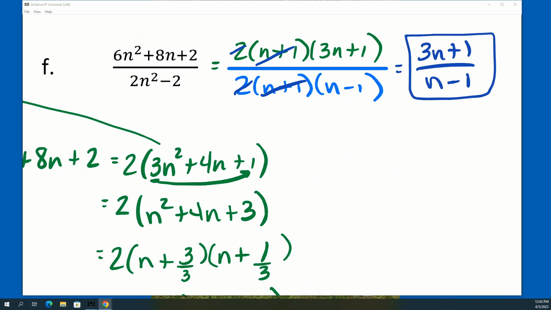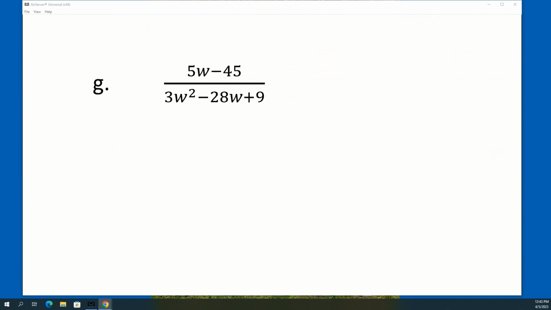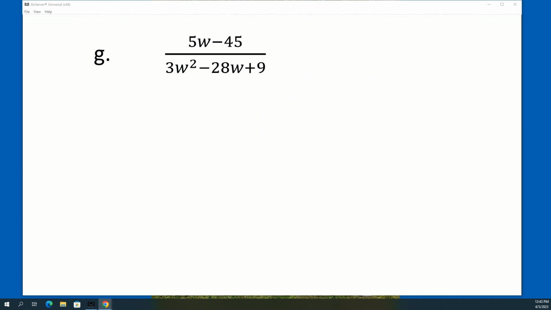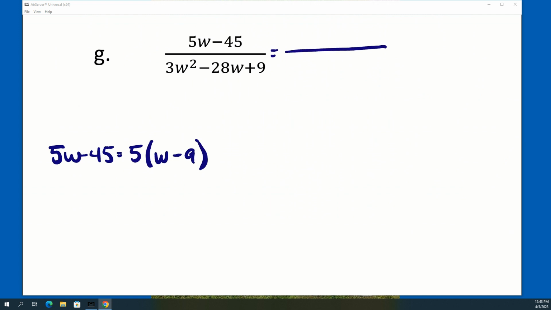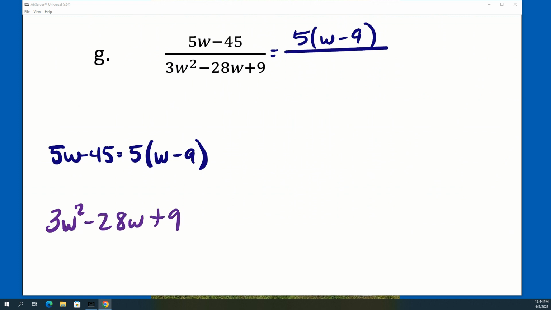Okay, we're going to do a couple more together. All right, so I'm just going to take that 5w minus 45, and I'm going to factor out a common factor. All right, then I'll take 3w squared minus 28w plus 9.